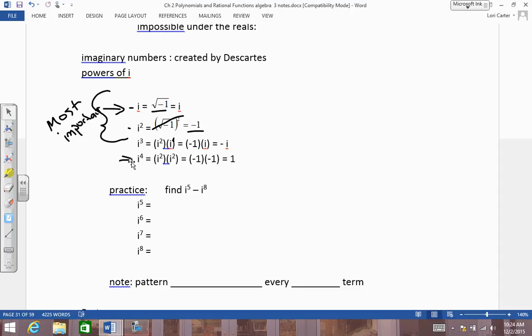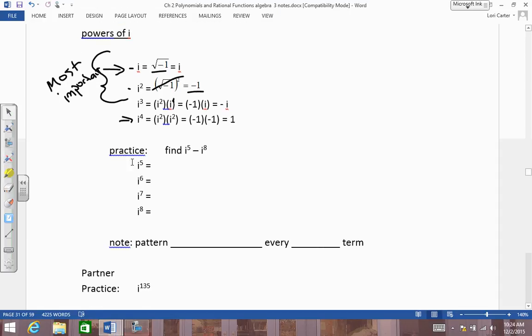Okay, you have 4 of them to figure out. Use your partner if you like. Figure out what they equal, find the pattern. Do you want us to break it down into I squares? You can do whatever you like. If you like I to the 4th, use I to the 4th, because I to the 4th is 1.